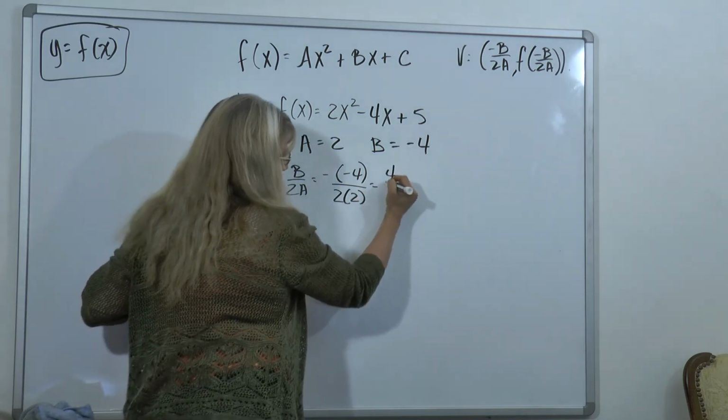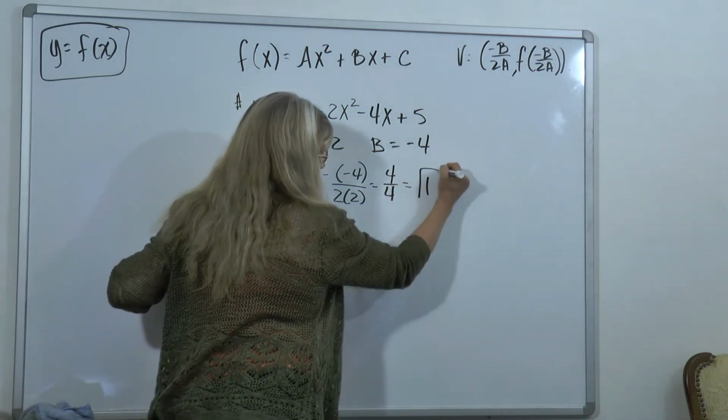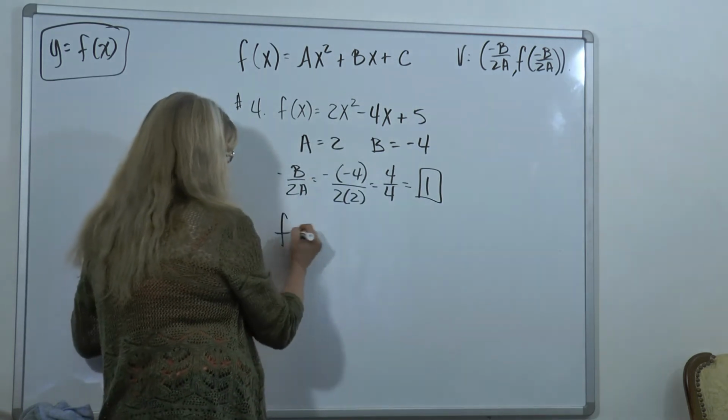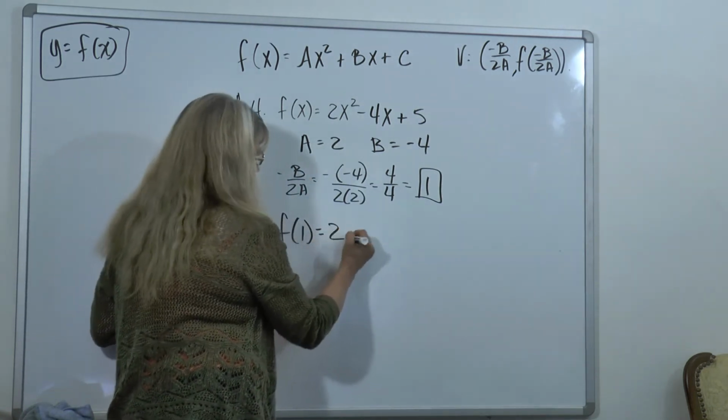So that's positive 4 over 4 equals 1. X value of our vertex. To get the y value, put the 1 in the function and see what you get.